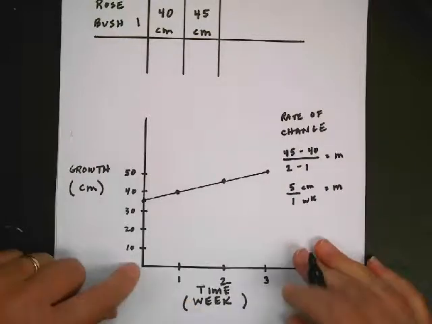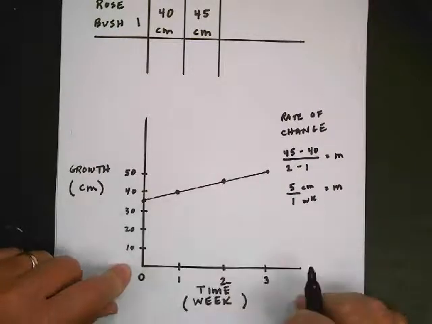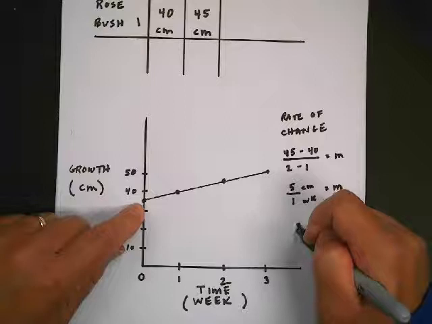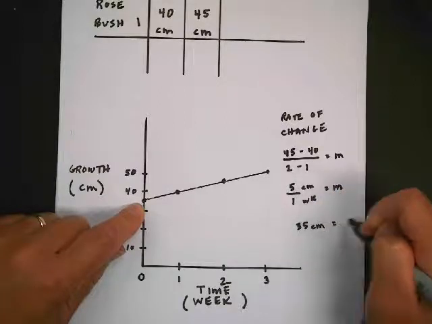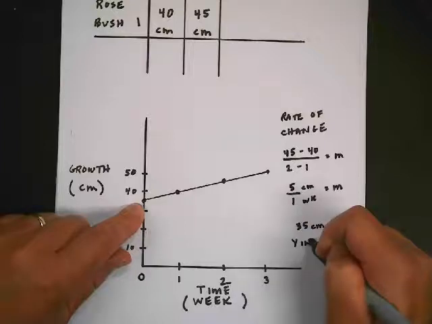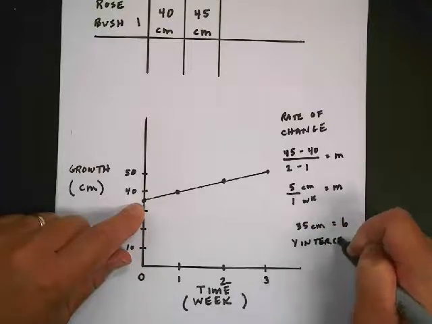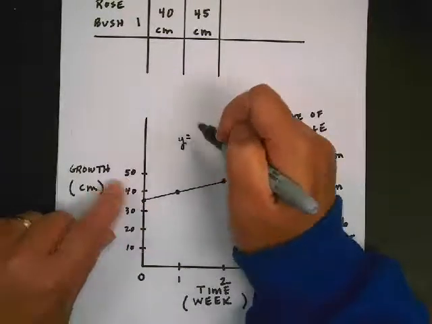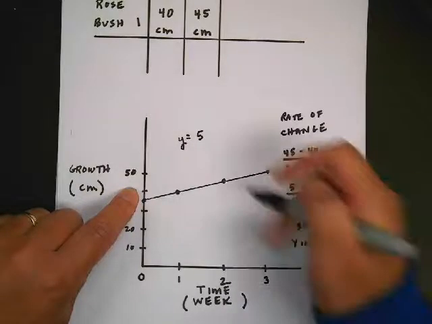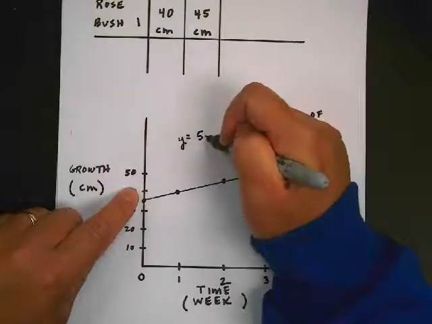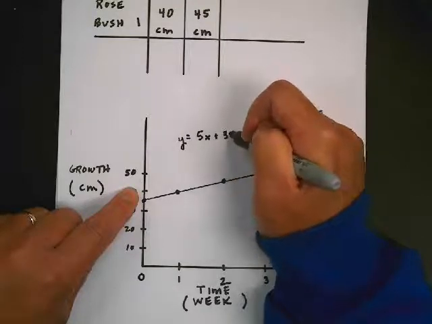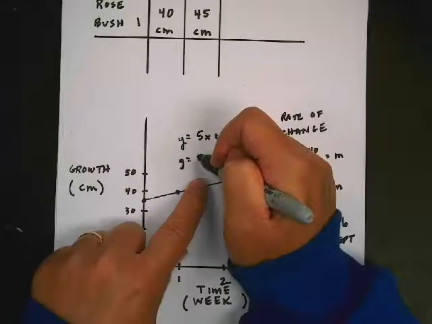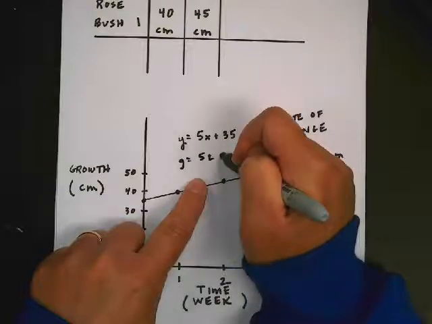Now, at time 0, our y value is 35. So our y-intercept is 35. And that's the y-intercept. Once we know those 2 things, we can write the equation for the line, and that is the growth, our y, will equal 5 times our number of weeks plus 35. Or, using our variables here, growth equals 5 times weeks plus 35.